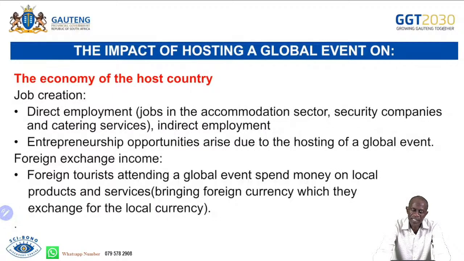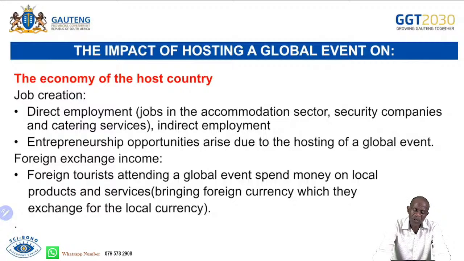The impact of hosting a global event on the economy of the host country can also lead to job creation. Direct employment: jobs in the accommodation sector, security companies, and catering services, to list but a few, and indirect employment in different sectors of the economy as well. It also leads to entrepreneurial opportunities that would arise due to the hosting of a global event.